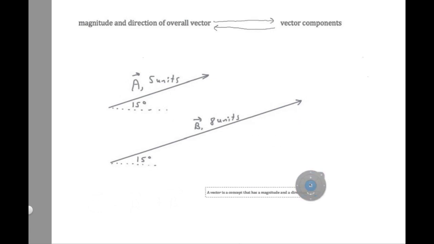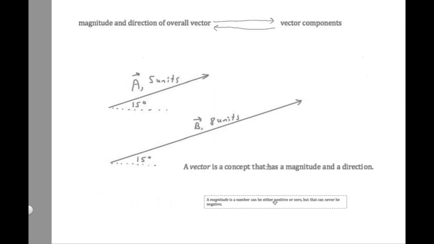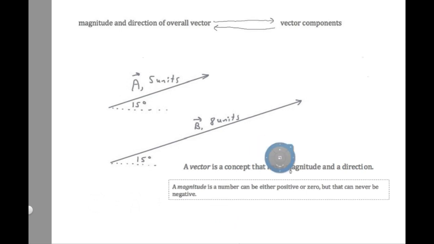So here's a good definition. I hope that you've already seen this definition in your class. A vector is a type of concept that has a magnitude and a direction. Now, of course, that raises the question, what is a magnitude? So let me ask you, what is a magnitude? Again, I hope that you actually came up with an answer to that question, pausing the video if necessary. What is a magnitude? Well, a magnitude is a number that can be either positive or zero, but that could never be negative.